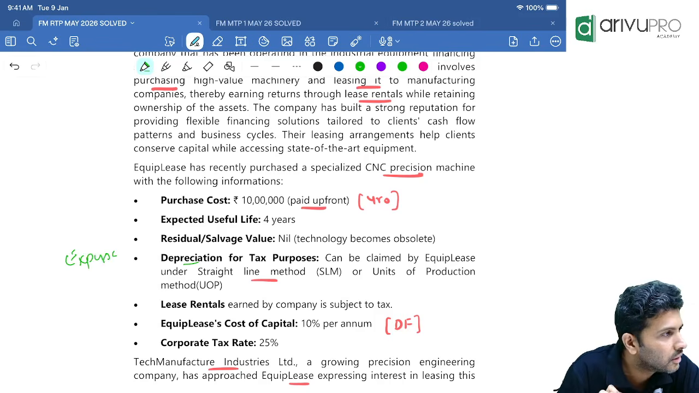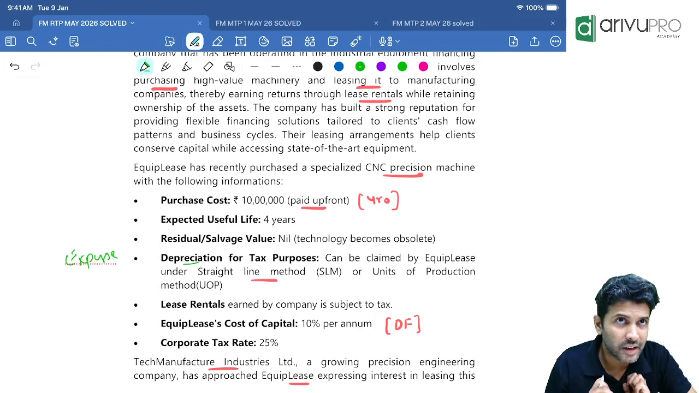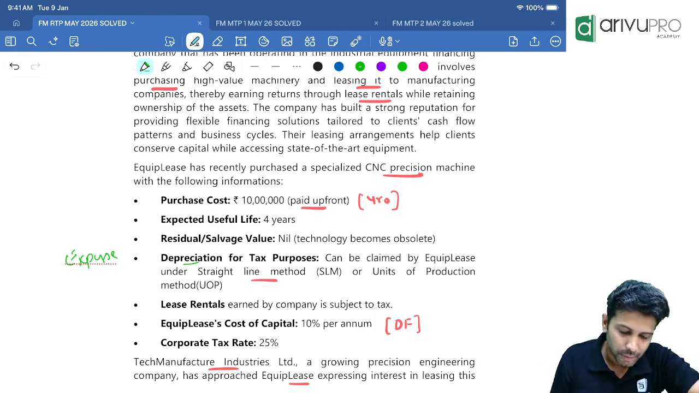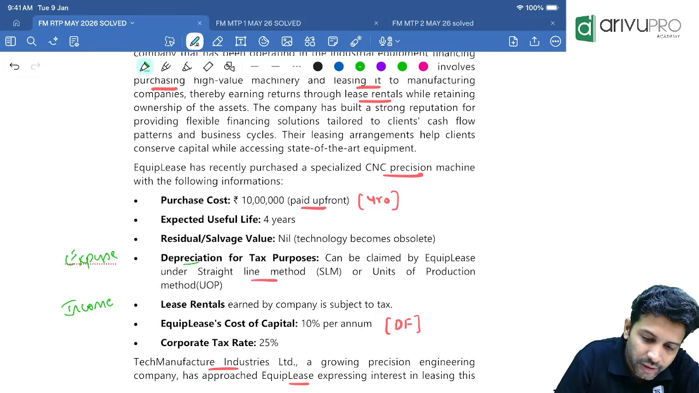This is expense. Lease rental. Is lease rental an expense or income? Sir, we are leasing the asset. That means we will get the lease rent. That means lease rental is income. Yes, sir.